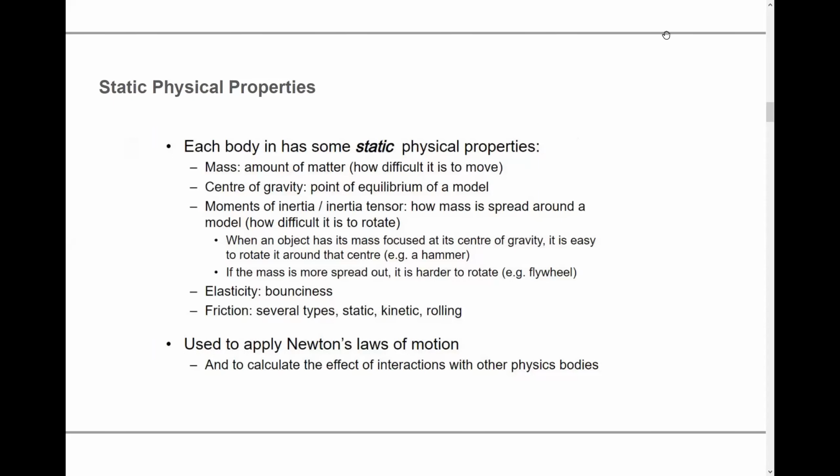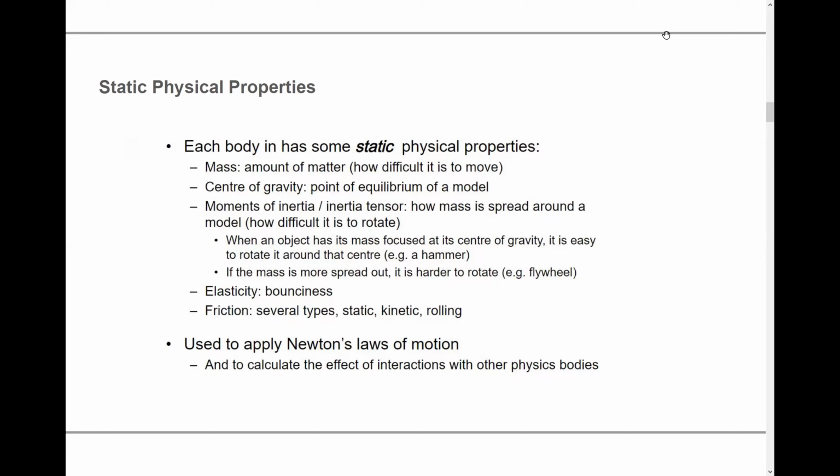These are what we actually use when we apply Newton's laws of motion and to calculate the effect of interactions with other physics bodies. That's how we represent collisions or movement or whatever we want to do in our physics, whatever we want to do in our game engine. We do it by applying Newton's laws of motion to show what happens between bodies. So for that, the physical properties of each body are necessary.